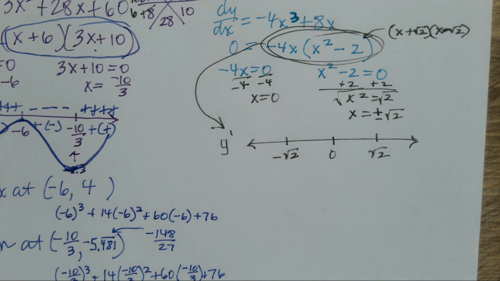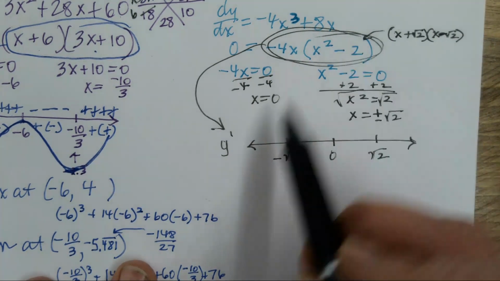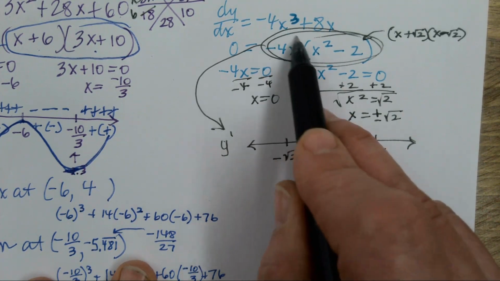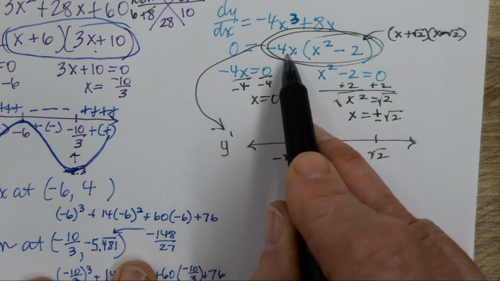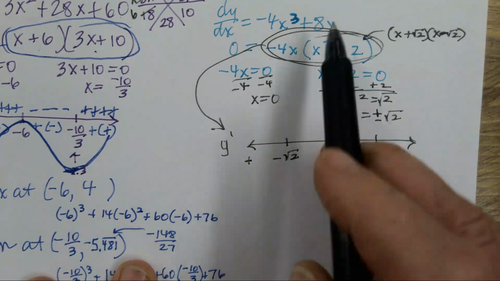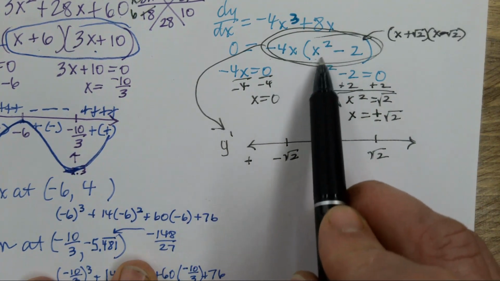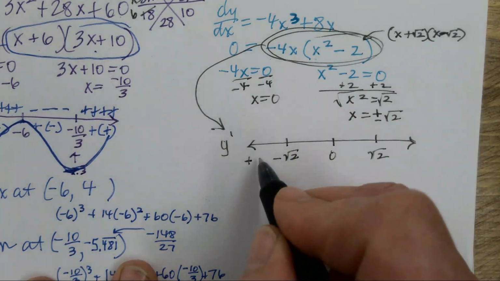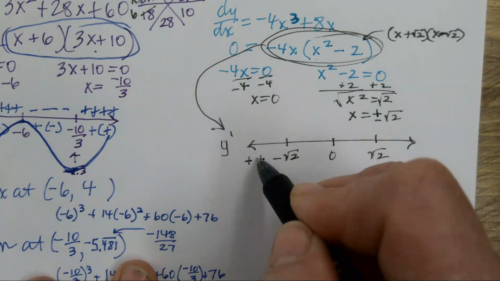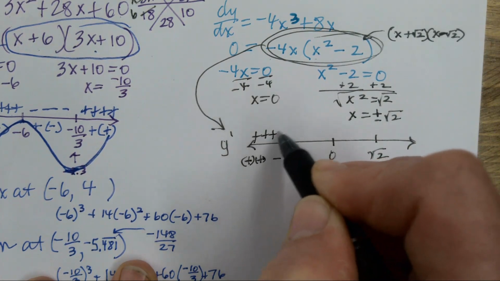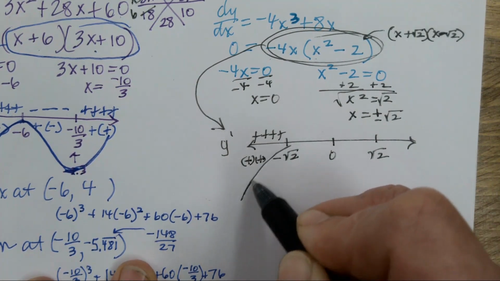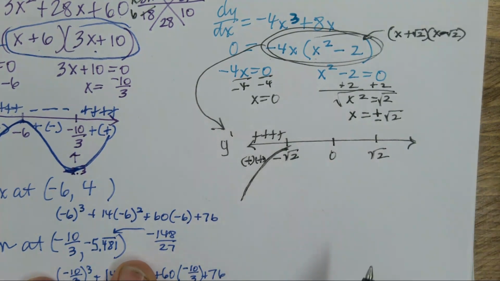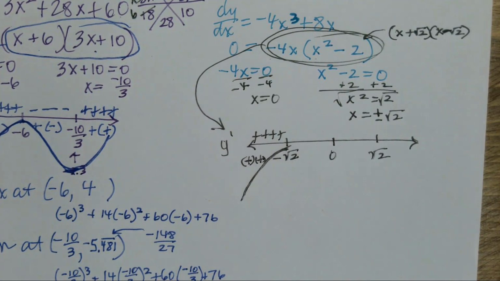Negative square root of 2 is roughly negative 1.4 something. So I want something that is to the left of negative 1.4, negative 2. So I plug in negative 2 into this first piece. Negative 4 times negative 2 gives me a positive result. Negative 2 squared is 4 minus 2, also gives me a positive result. That means that in this region of the graph, I am increasing again. Increasing, and then changing directions at negative square root of 2.